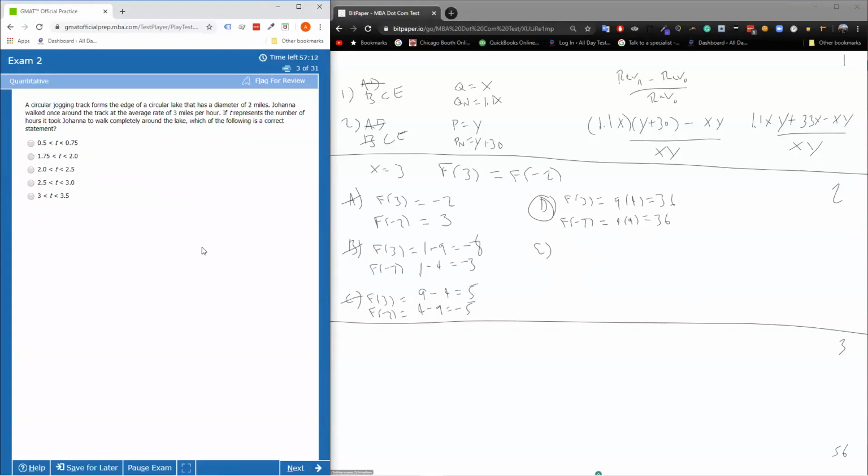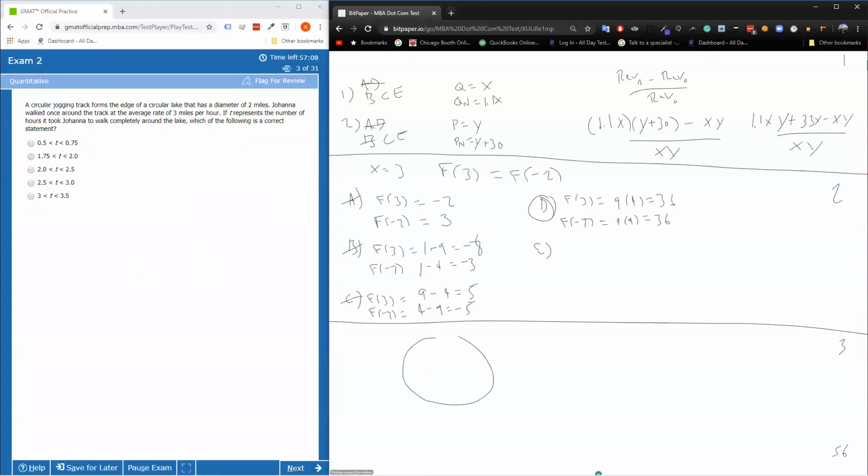A circular jogging track forms the edge of a lake that has a diameter of 2 miles. So that means the radius is 1 mile. Joanna walked around the track at an average rate of 3 miles per hour. T represents the number of hours it took Joanna to walk around the lake. Which of the following is a correct statement about her time? So the circumference of the lake is the distance around, which is 2 pi r, which is just 2 pi in this case.